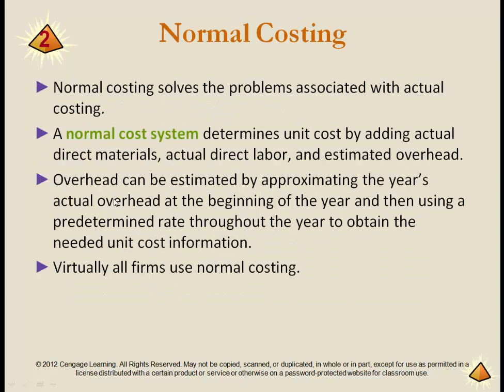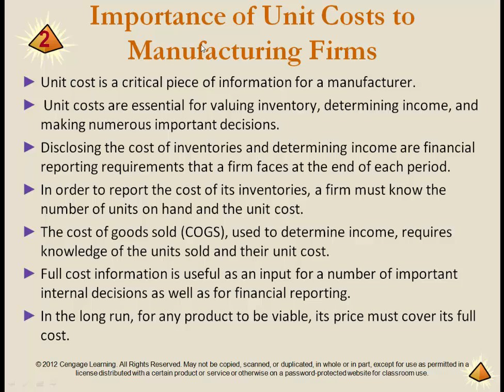So in a normal cost system, you're solving problems associated with the average costing system, and you take the actual cost for direct materials and direct labor and an estimated overhead. Virtually all companies use this normal costing system. It's important. It helps.